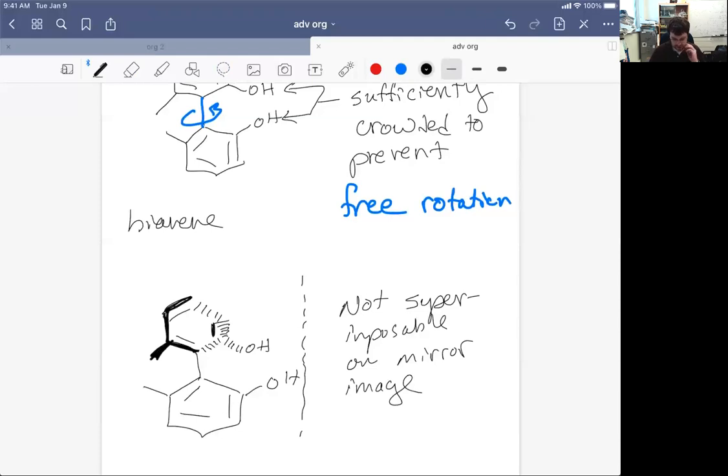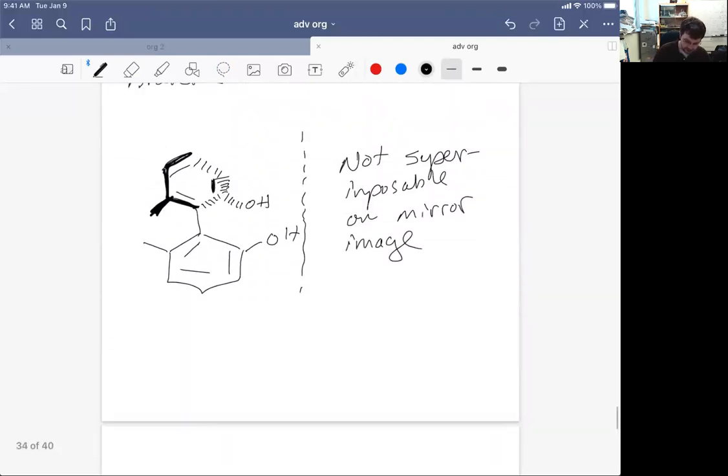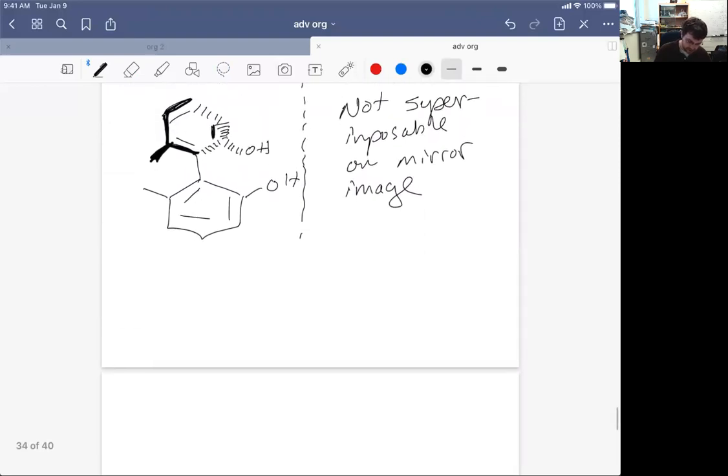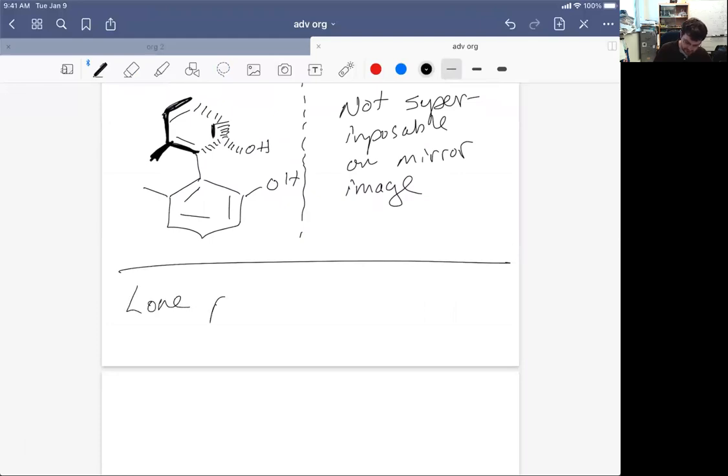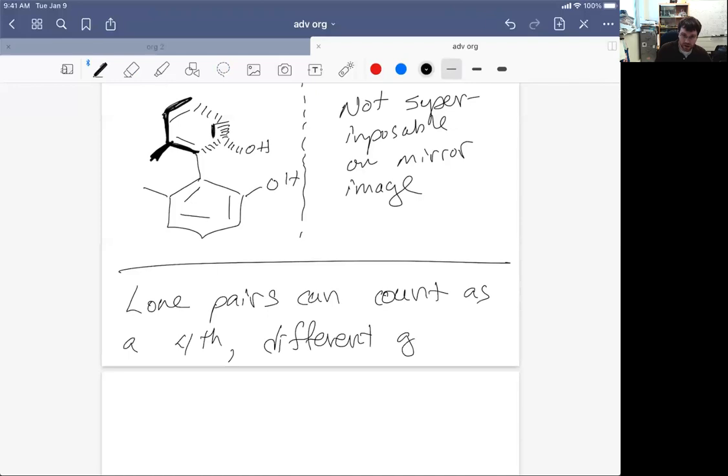Okay, let's do some more examples. It turns out that, I'll leave this up here, lone pairs, this is kind of fun, lone pairs can count as a fourth different group when on certain atoms. Okay, so a really good example of this is a sulfoxide.